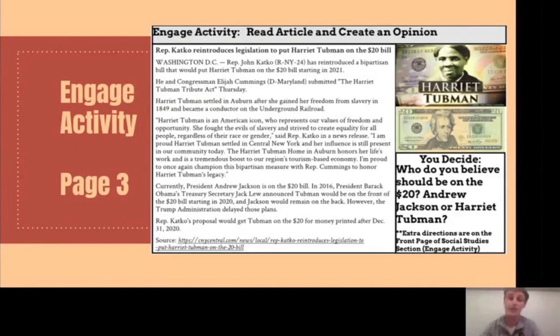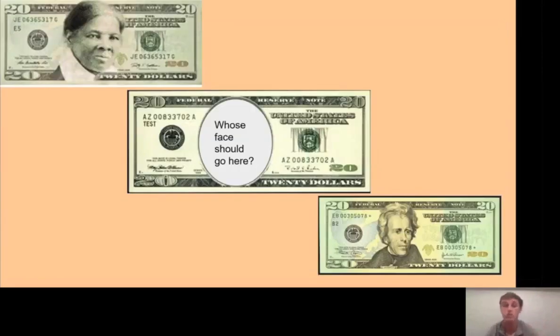Now, something to kind of think about. Harriet Tubman was a conductor on the Underground Railroad. She was an abolitionist, and she was somebody who helped slaves escape from the South. And so she has some recognition in American history as well, but you have the ability to make a decision. So here's what I'm going to ask you to do, and these directions are actually on your instruction page. I want you to decide and make an argument. Who do you believe should be on the $20 bill? Andrew Jackson or Harriet Tubman?